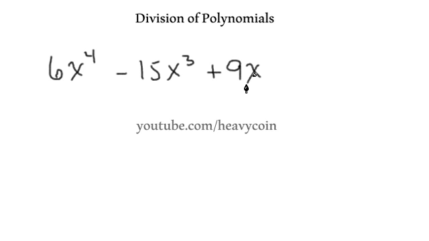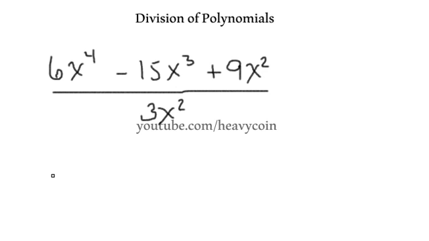Okay, we should always start with something simple and work our way upward. Alright, in this particular one we're going to say 6x to the 4th minus 15x cubed plus 9x squared, and that's going to be all over 3x squared. Now what I'm going to do on this particular one, I could have done it in the last problem, but I'm going to break this up.